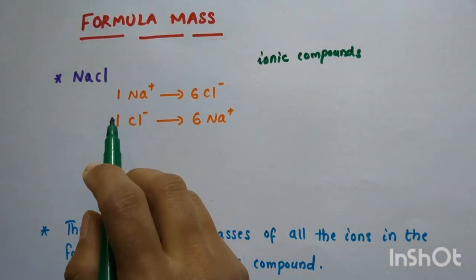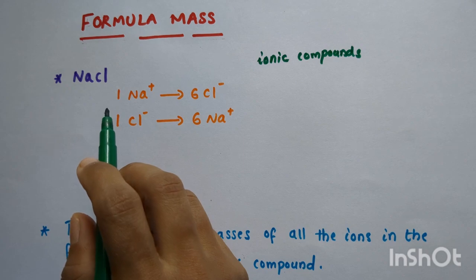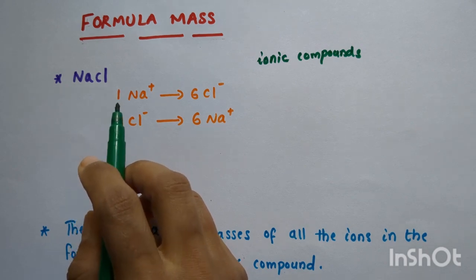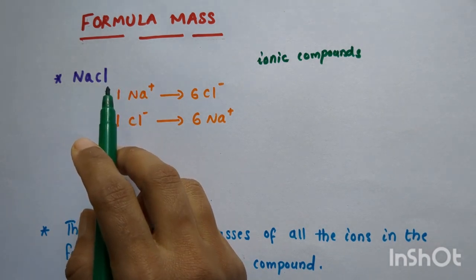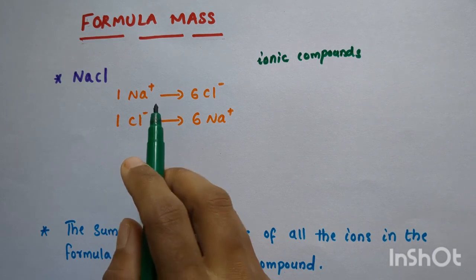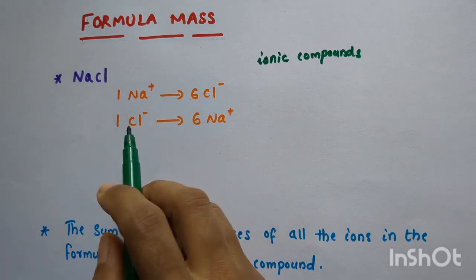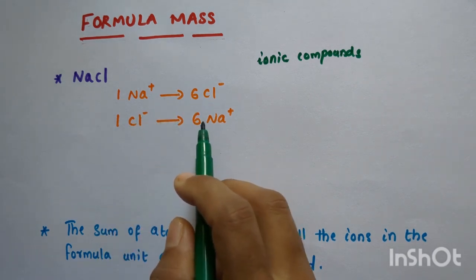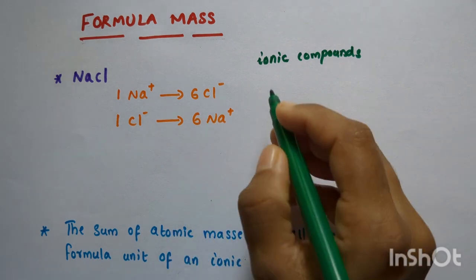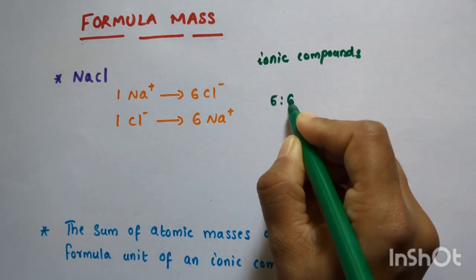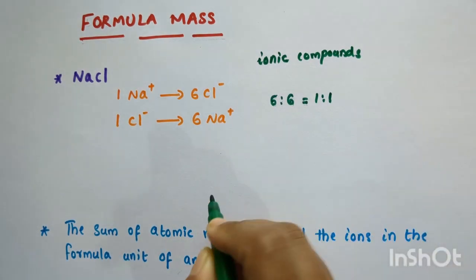In sodium chloride, it is an ionic compound, so we will be finding out the formula mass, not the molecular mass. You see, in sodium chloride, one Na+ ion is surrounded by 6 Cl- ions and one Cl- ion is surrounded by 6 Na+ ions. So here its ratio will be what? 6:6, that is equal to 1:1.